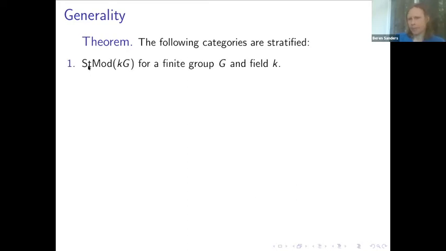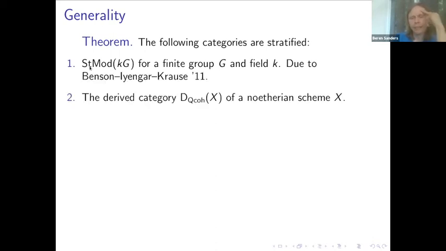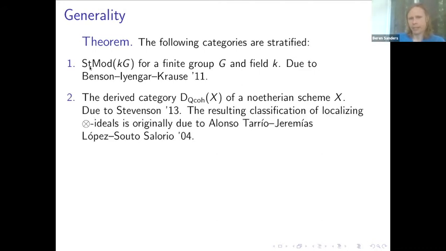The big stable module category of a finite group. This is due to Benson, Iyengar, and Krause. The derived category of a Noetherian scheme. This is due to Greg Stevenson. And the resulting classification of localizing tensor ideals you obtain was originally due to Alonso Tarrío, Jeremías López, and Souto Salorio.